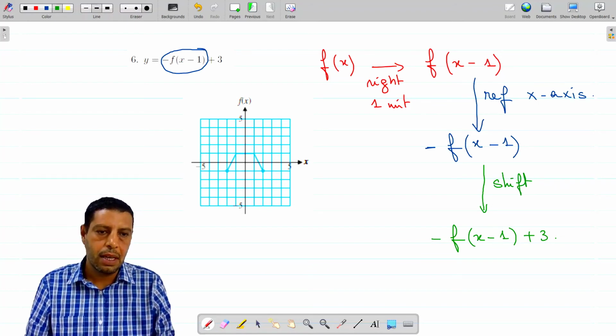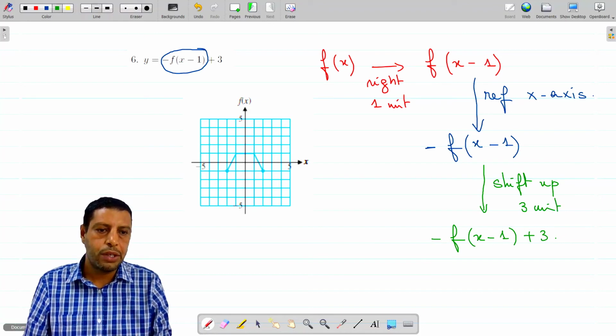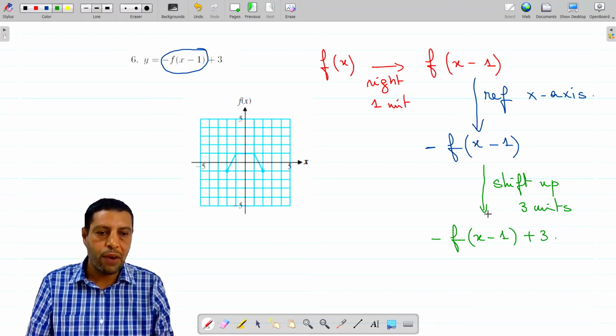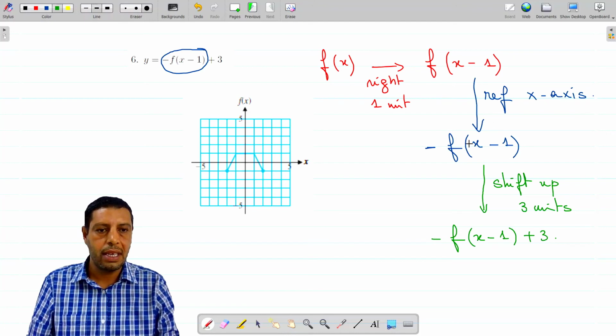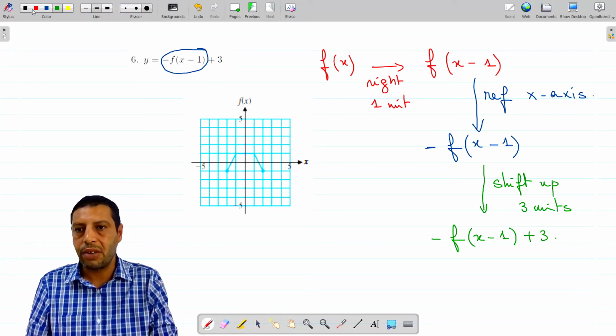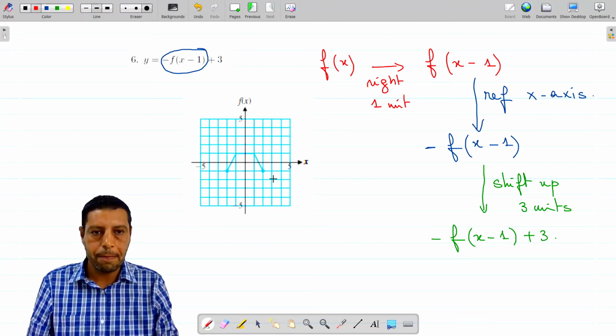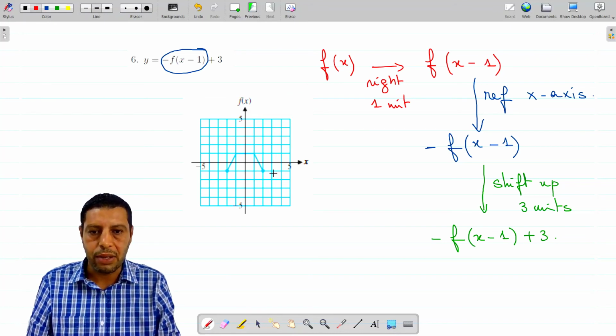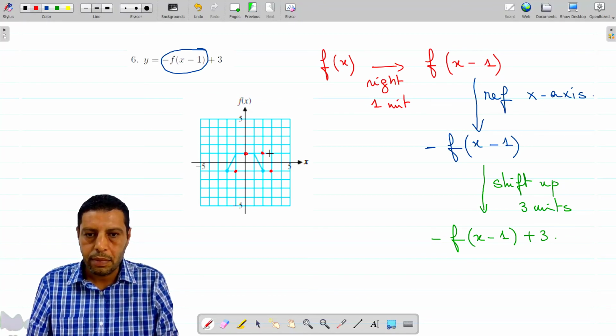Shift up 3 units. So our final graph will be in green, okay? The intermediate graphs I will draw here will be in red for the right 1 unit and in blue for the reflection in the x-axis. So I will do this slowly. Right 1 unit. So we're gonna move right 1 unit. Okay, we'll obtain this graph.